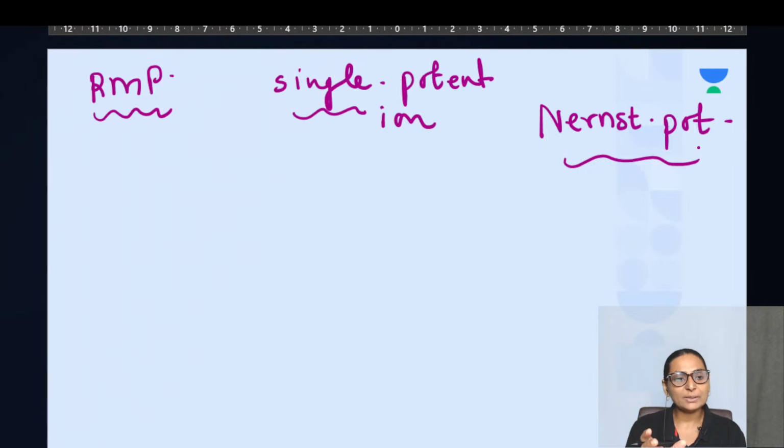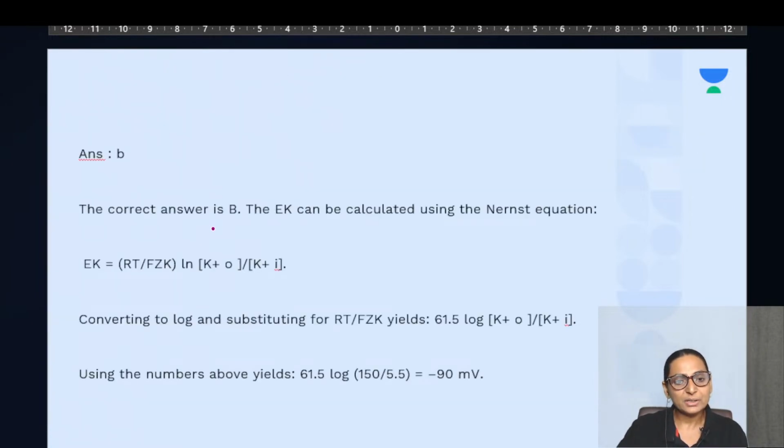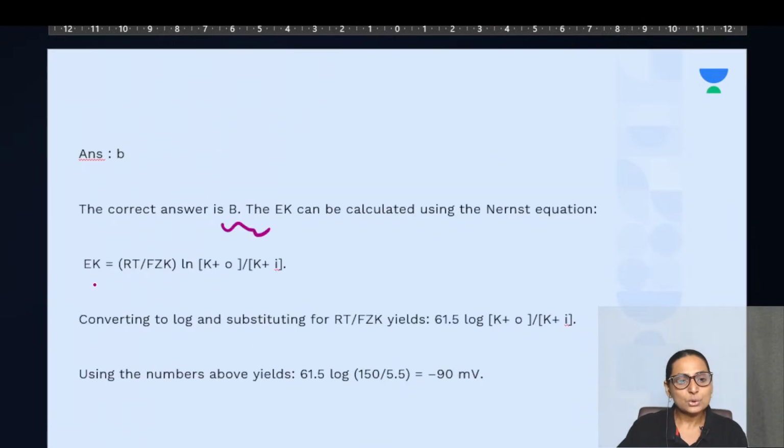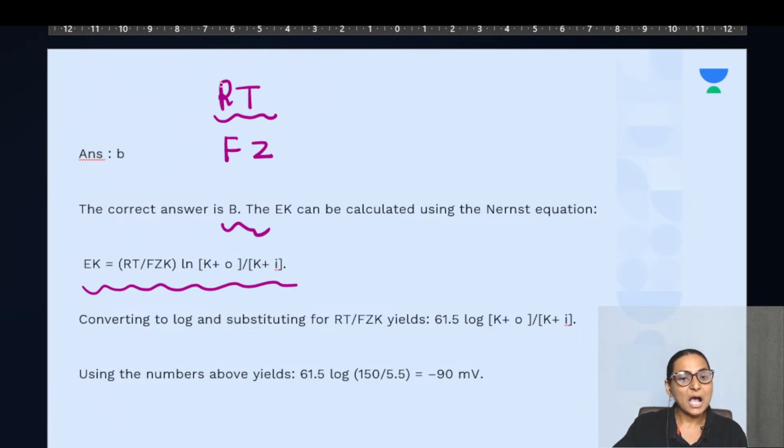And when we want to calculate the potential for a single ion, जैसे यहाँ पे we are speaking of potassium, it is called the Nernst potential. So here the correct answer is B, that is minus 90 millivolts. So how do you calculate this? If you look at this formula, it seems very complicated. Equilibrium potential is RT divided by Fz. What is this? R is the gas constant, T is absolute temperature, F is the Faraday constant, and Z is the valency.